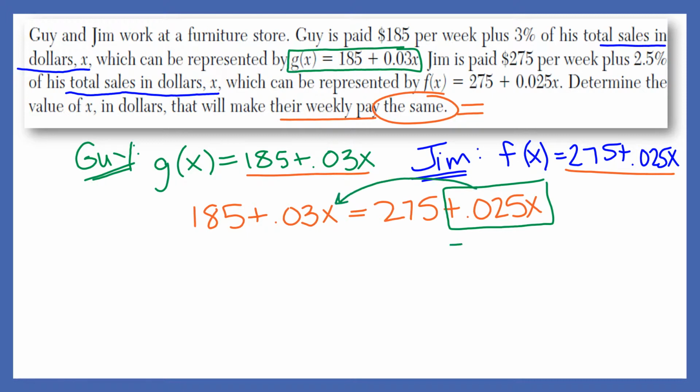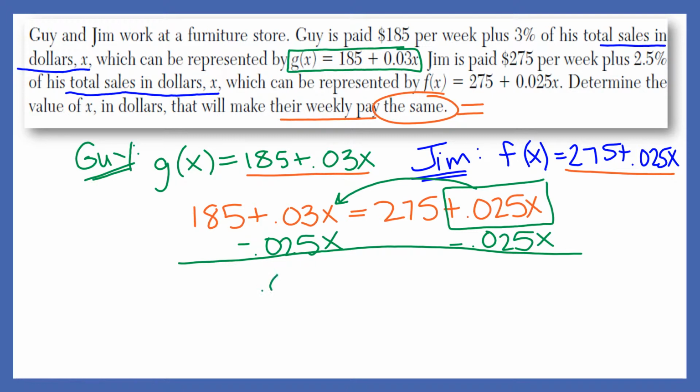So I do the opposite, which is to subtract. It's the opposite of a plus sign, or a positive number. Putting it right underneath that variable, I'm doing 0.03 minus 0.025, and that gives me a positive 0.005x. Now I'm bringing everything else down.